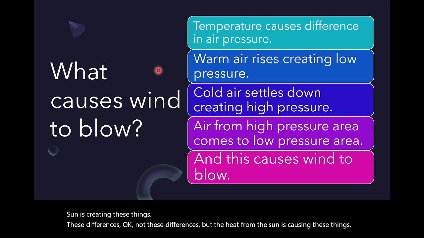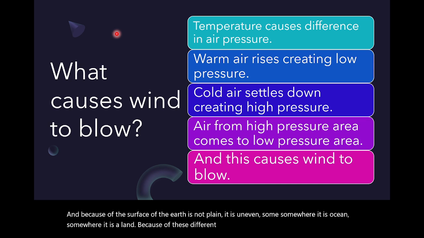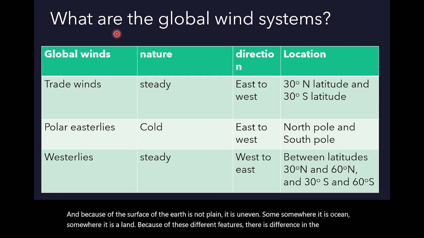And because the surface of the earth is not plain, it is uneven. Somewhere it is ocean, somewhere it is land. Because of these different features, there is a difference in the temperature.